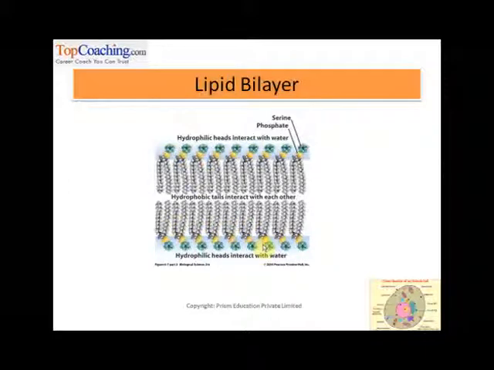One layer, two layers. These upper molecules interact with water, serine and phosphate, and these tails interact with each other. So this layer gives a kind of cushioning as well as protection to the cells from the outer world.